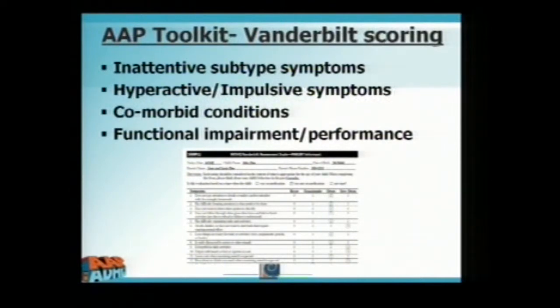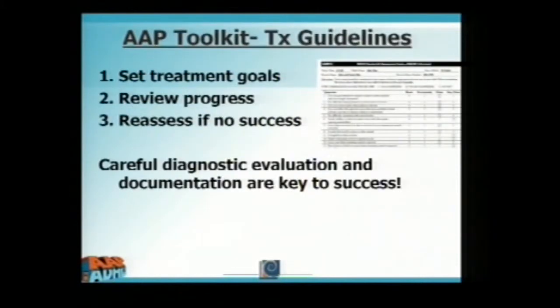The Vanderbilt scoring helps break things down into the inattentive subtype symptoms and the hyperactive impulsive symptoms, and then the combined type. As we've said before, sometimes that has important implications for your management strategies. There are several comorbid conditions that we talked about that can be useful to screen for, that are often more complicated and deserve other types of management too. And the final piece that we've been talking about a lot this afternoon, the functional impairment and performance scale that's in there, that's very useful. It's not just simply a matter of doing a checklist, but how are they being impaired?